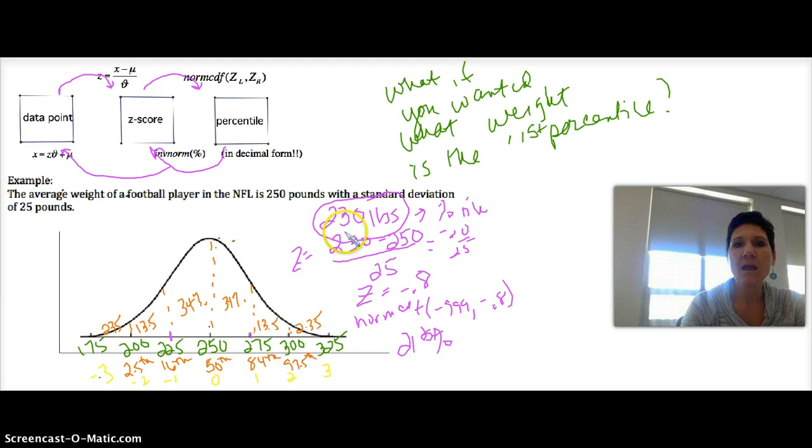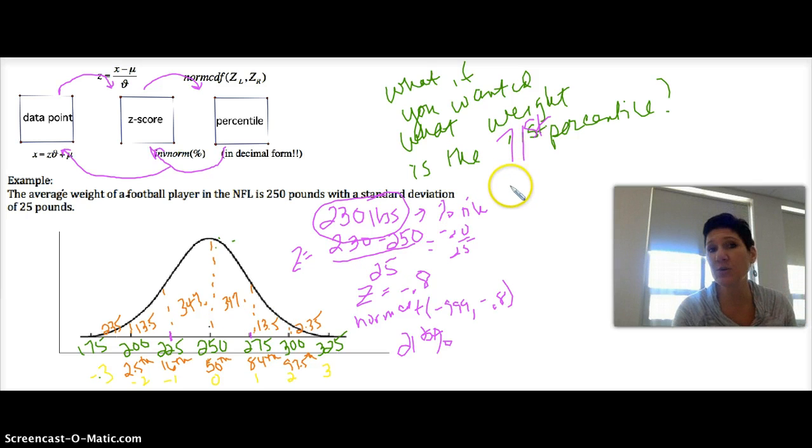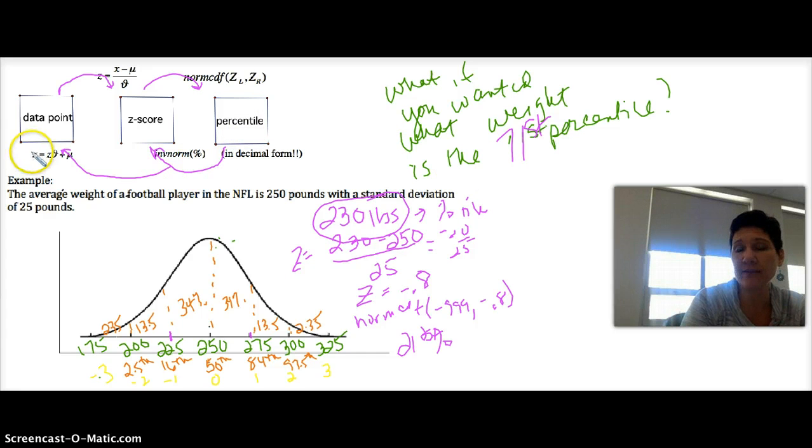Now, let's say you wanted to find out how much somebody who is in the 71st percentile weighs. If you're in the 71st percentile, we're trying to find out how much you actually weigh. So now we're given the percentile, but we have to work our way back to what the actual weight is. So if you look over here, if I say the 71st percentile, that person is going to weigh somewhere between 250 and 275 pounds.